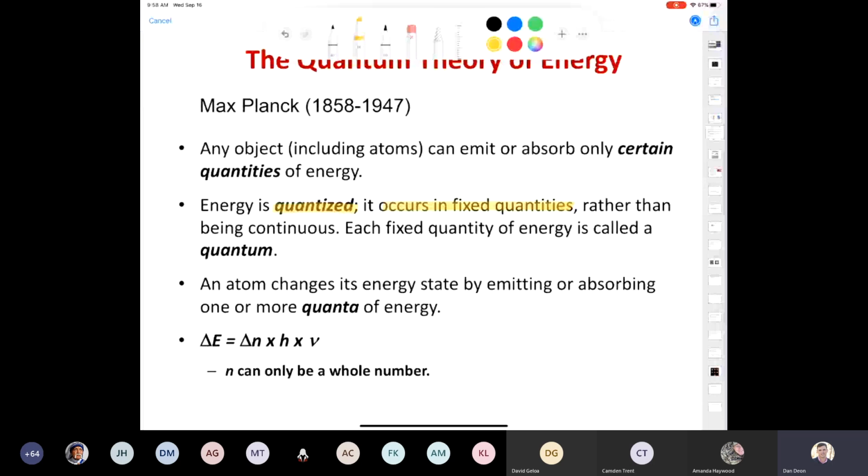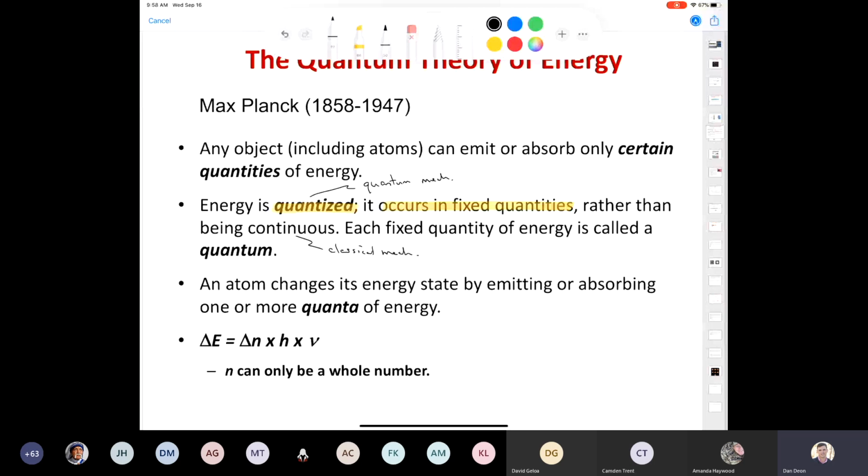The whole idea behind energy being quantized is where quantum mechanics comes in. The idea of energy being continuous is classical mechanics, if you've ever studied physics before. Each fixed quantity of energy is called a quantum. Now it says here that an atom changes its energy state by emitting or absorbing one or more quanta of energy.